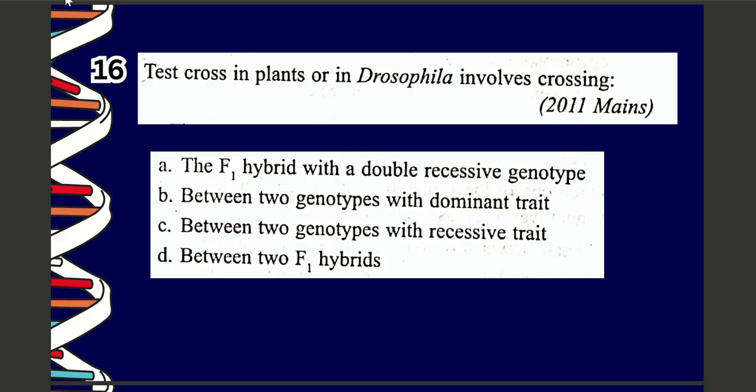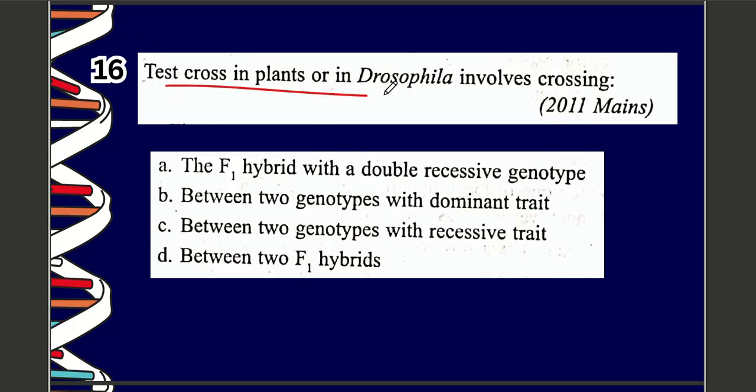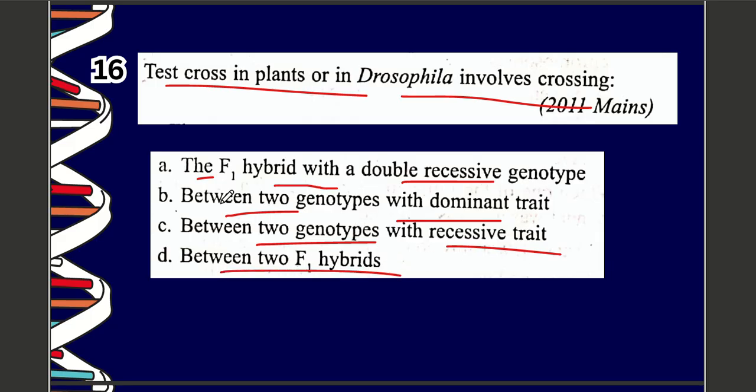Next question. Question number 16. Test cross in plants or in Drosophila involves crossing A. the F1 hybrid with double recessive genotype, B. between two genotypes with dominant trait, C. between two genotypes with recessive trait, D. between two F1 hybrids. The correct option is option number A, which is the F1 hybrid with double recessive genotype.